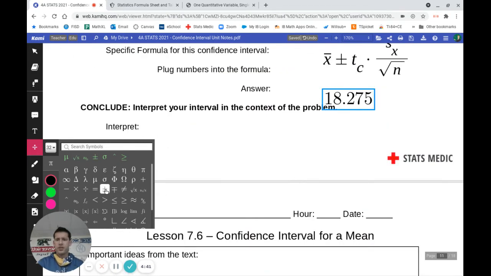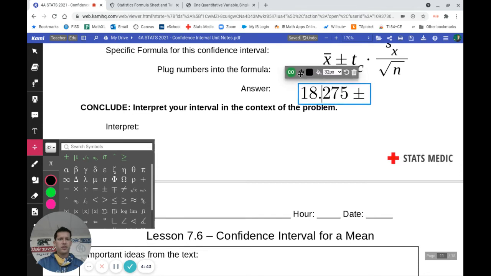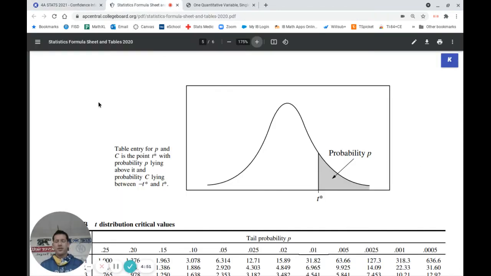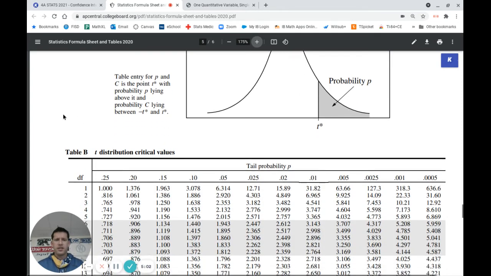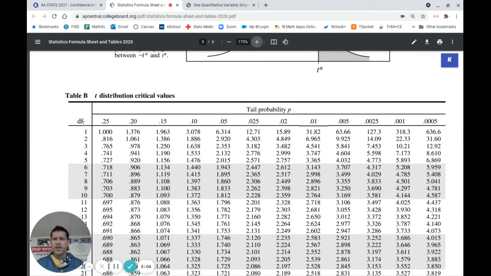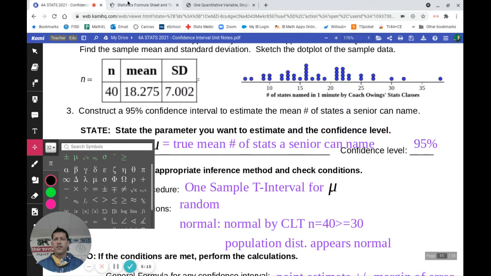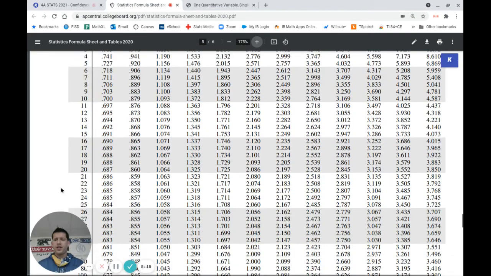And we want to add and subtract a critical t value, which, goodness me, is going to be the same one we're using over and over again. In order to find critical t values, here we are at the AP Stats formula sheet and tables for 2020. I think they might have updated this and posted their 2021. First, we're looking for DF. DF means degrees of freedom. Degrees of freedom is n minus 1. So our sample size, again, was 40. So we're looking for degrees of freedom of 39.